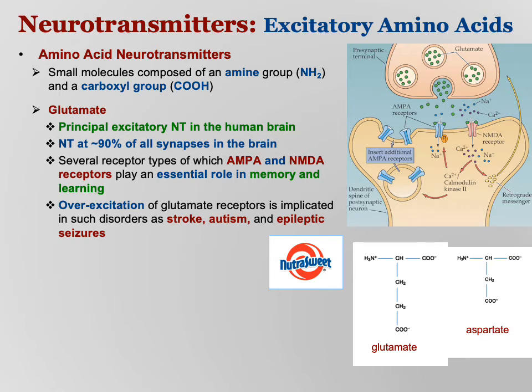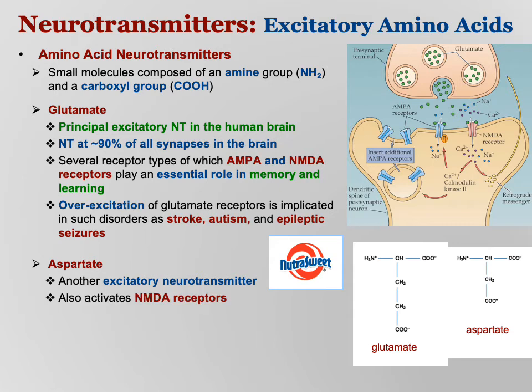Knowing something about the neurotransmitter helps you understand what would happen if you change that neurotransmitter. So the next one, the excitatory amino acid, is aspartate. So another excitatory neurotransmitter also activates the N-methyl-D aspartate receptors. And aspartame, you've heard of aspartame before.